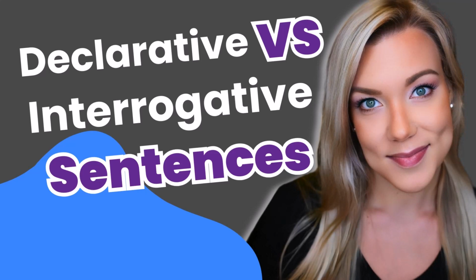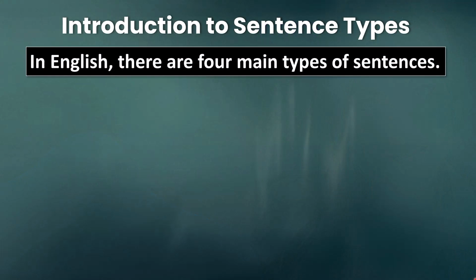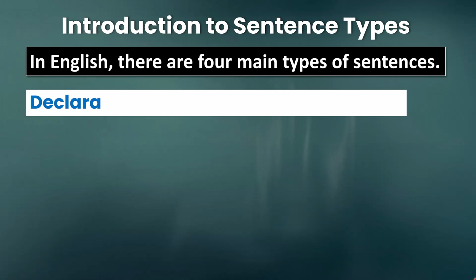Today I'm going to teach you the difference between declarative and interrogative sentences. We'll also go over some common mistakes with these sentence types. So first of all, in English there are four main types of sentences.